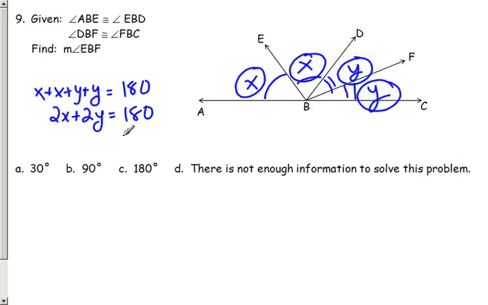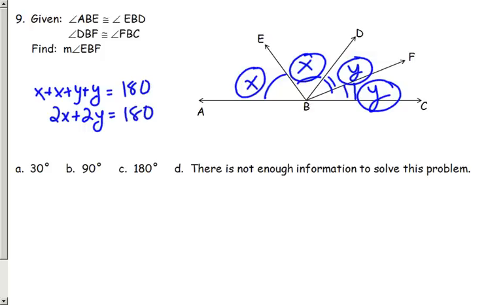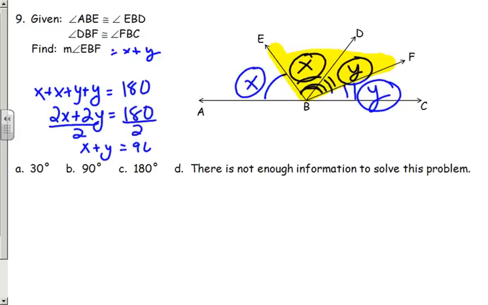Well, the question asks me, how big is this angle here? Let me highlight that to show you what I'm talking about. Well, that angle there is made up of x and y. So angle EBF equals x plus y. Well, I almost got that here if I just divide both sides by 2. x plus y equals 90, which means EBF actually equals 90.